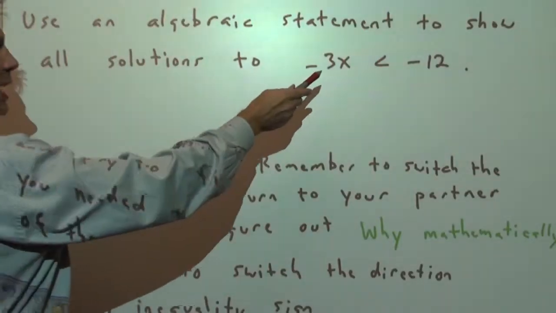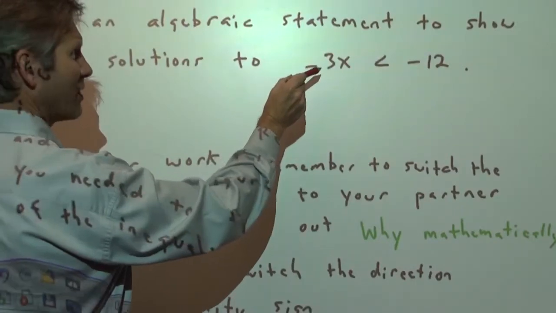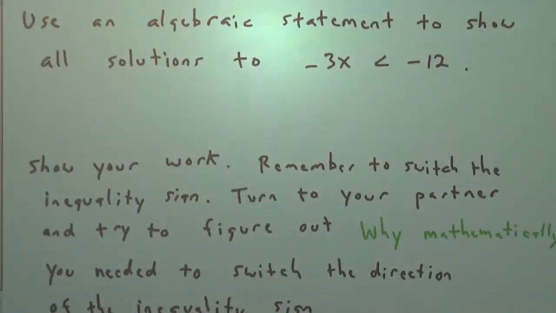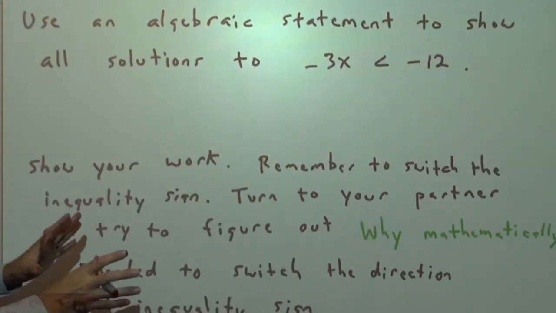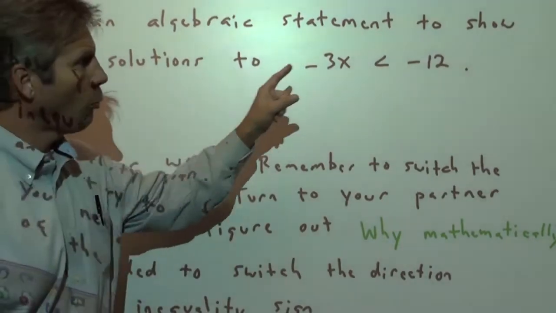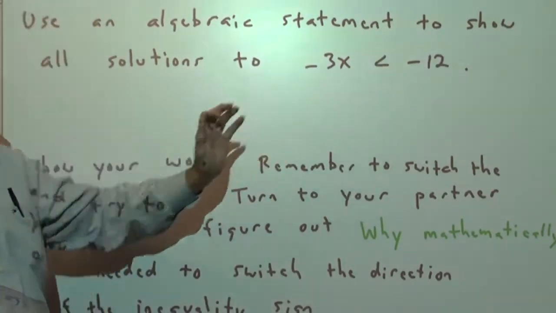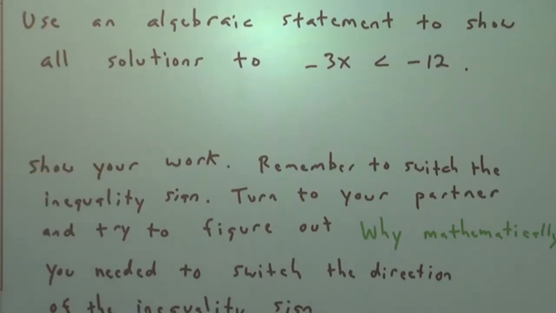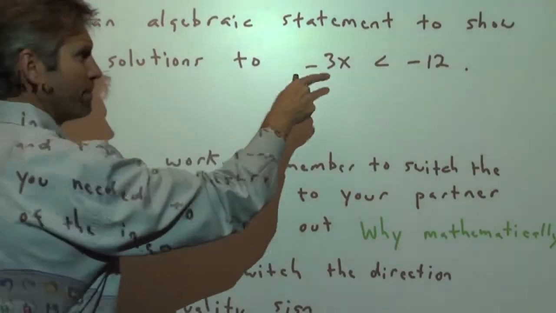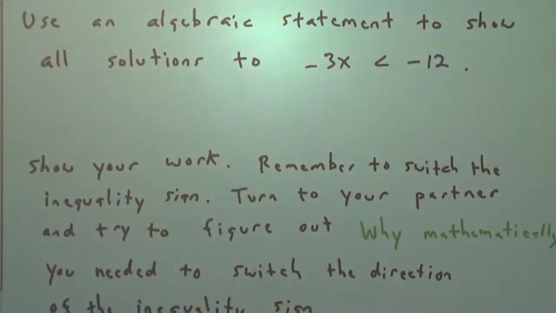So if we want an algebraic statement to solve this thing, in class we talked about turn to your partner and say why. Why are you going to get the result that you get? Ponder that inequality just for a sec. Do the math, see what you get, and then reason it through.